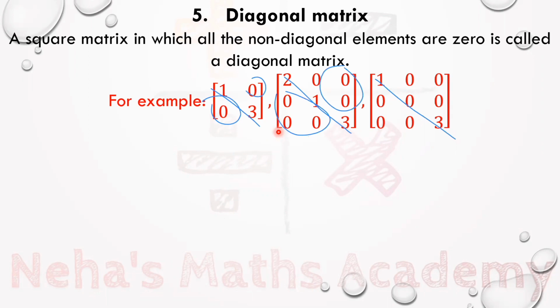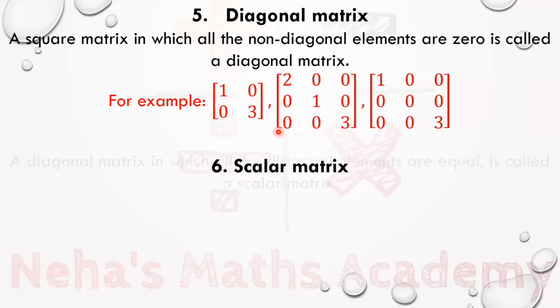So what is a diagonal matrix? A square matrix, meaning the number of rows and number of columns should be equal, in which all the non-diagonal elements are 0 is called a diagonal matrix.